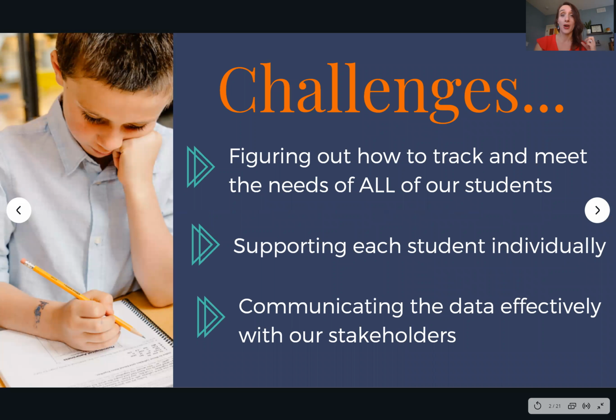So we know that we, as literacy interventionists, speech language pathologists, and educators specifically working with students who are struggling with reading, have challenges in this space. One, we have to be figuring out how to track and meet the needs of all of our students. Two, we have to be figuring out how we can support each student individually, which is especially difficult if we have a classroom or groups, especially groups who have mixed needs. And then we need to be able to figure out how we can communicate effectively around the data that we have for our students with our stakeholders.